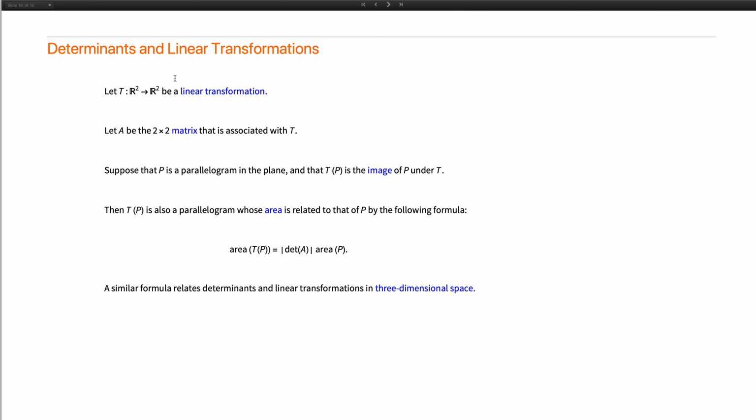Okay, finally let's talk about determinants and linear transformations. Let's say you have a linear transformation T whose matrix is capital A. Now take a parallelogram P in the plane and compute its image under T. Then it turns out that the area of the image is given by the determinant of A, with the right sign, times the area of P. And you have a similar formula for 3D space.